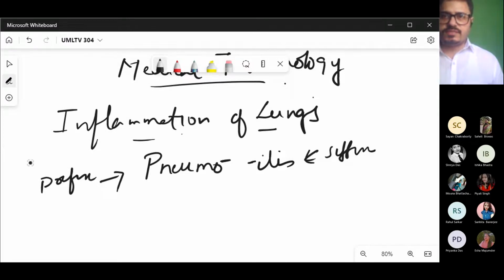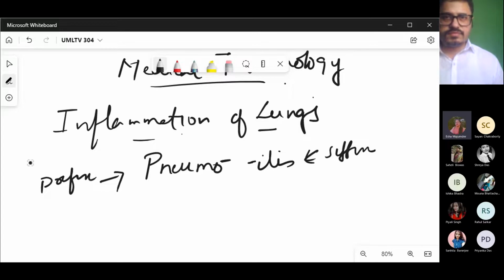Any guesses? I'm not expecting an accurate answer, but I'm at least expecting a guess. I think it will be pneumoitis. Pneumonitis, okay. So if you're telling it as pneumonitis, the spelling should go something like this: pneumonitis.